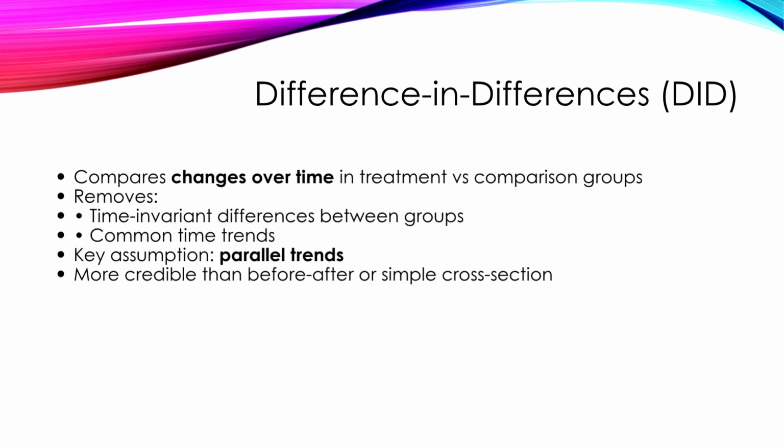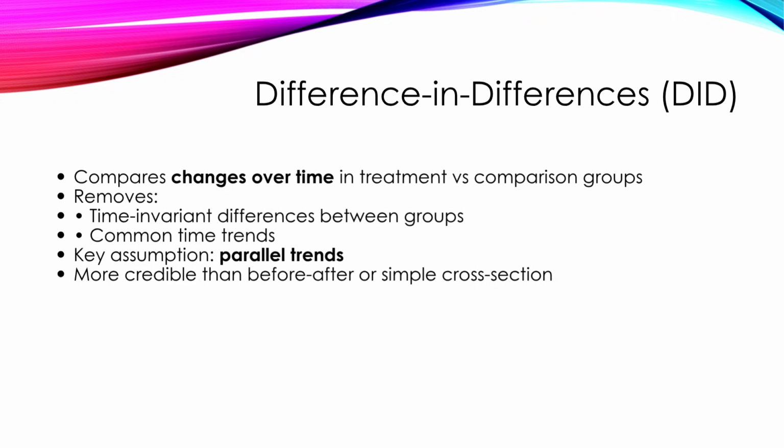And we should know that the DID method relies on the common trend assumption. This assumes that in the absence of the program, the outcomes for the treatment and comparison groups would have followed parallel paths over time. This allows the trend of the comparison group to be used as a valid counterfactual for what would have happened to the treatment group without the program.